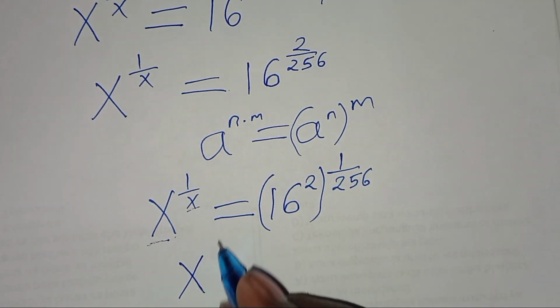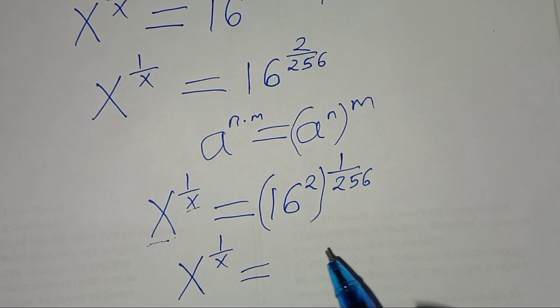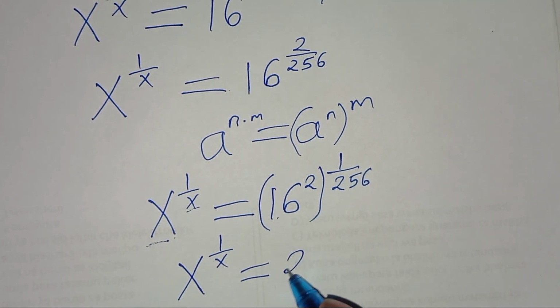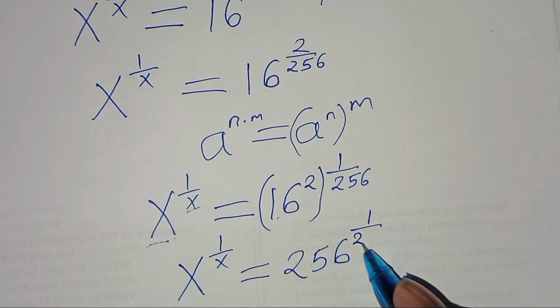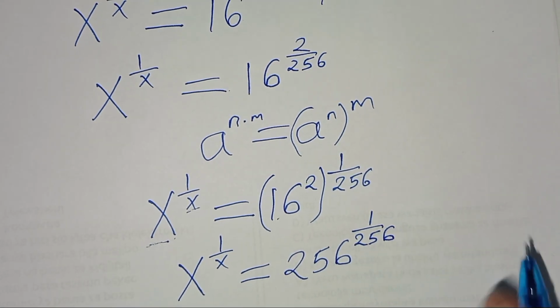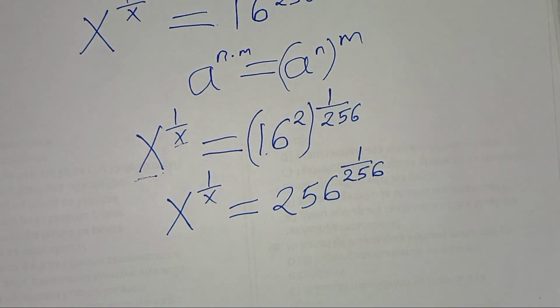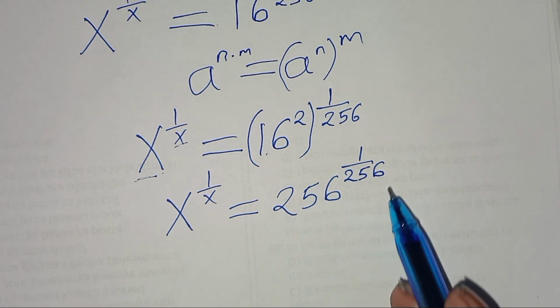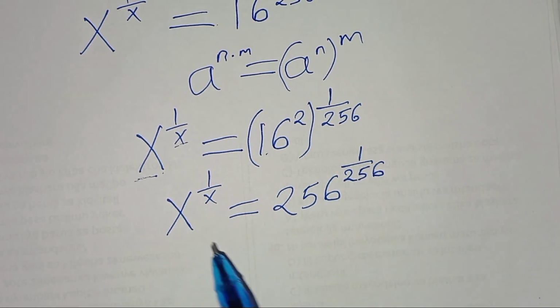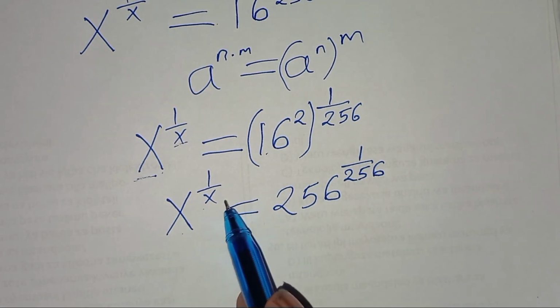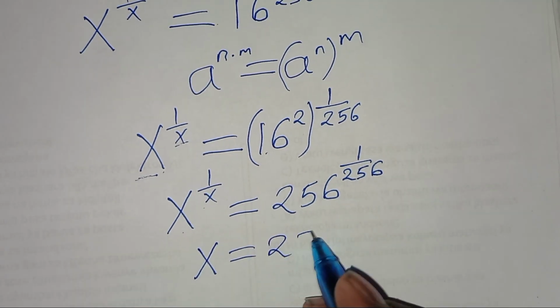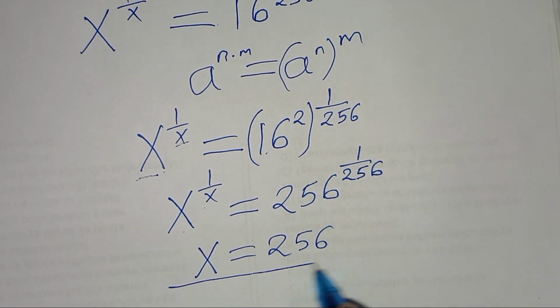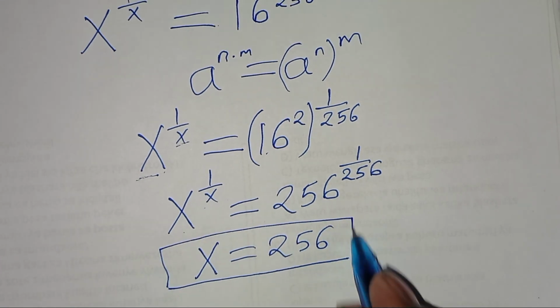In this case, we have to ensure that the base is equal to the exponent here. So you have x to the power 1 over x equal to 16 squared, which is 256, raised to the power 1 over 256. So in this case, you can see the base here is the same as the exponent here. x is equal to this x. So in this case, x is equal to 256. And this is the solution.